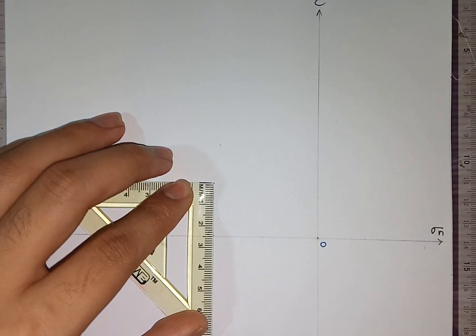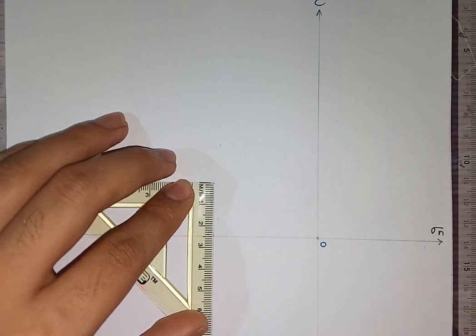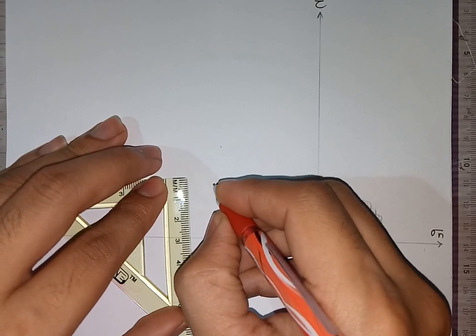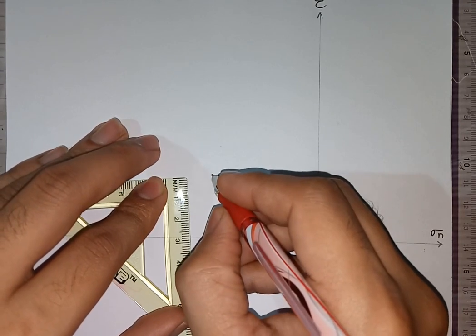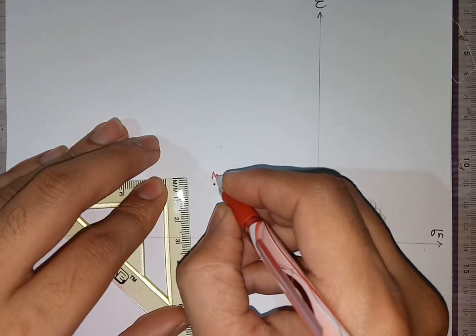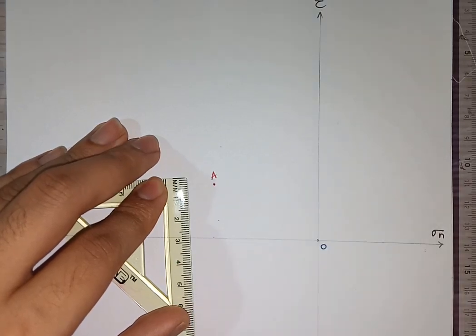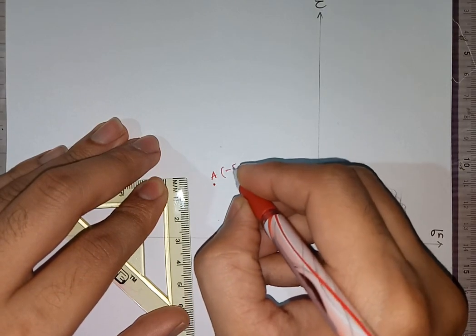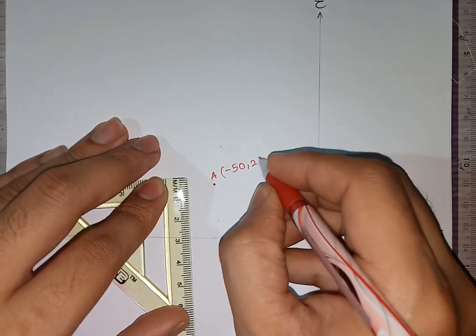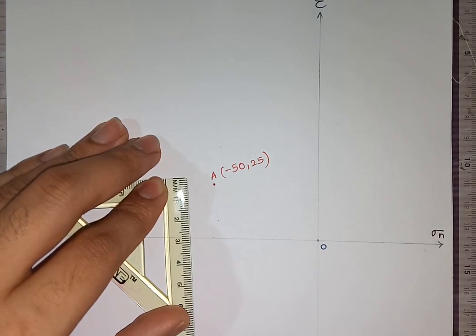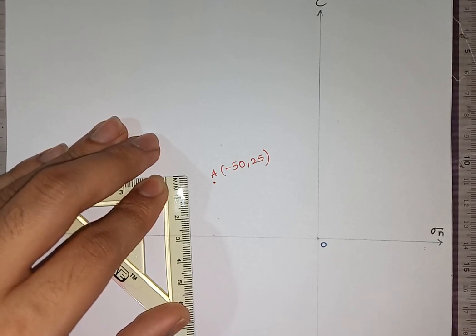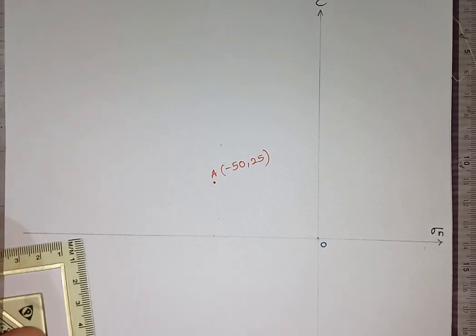It's coming at this point, right? So I'll just mark that point with red ink. So this is the point which is required. Okay, I'll call it as A. Right? Now the coordinates of this point are -50, 25. Similarly, let us allocate the second point whose coordinates are -100 and 25.